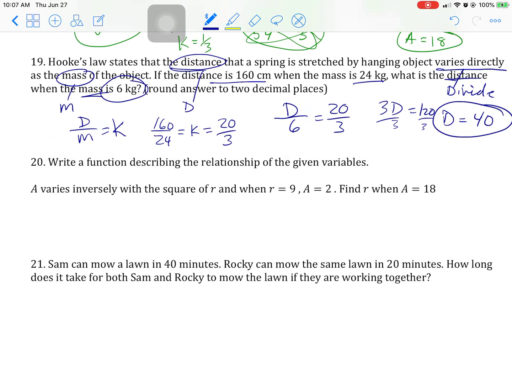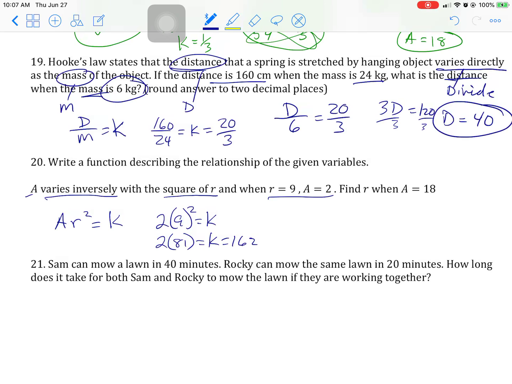This one's out of context. It just gives you an A and then tells you it varies inversely. That means we're multiplying. So A times the square of R equals K. Okay, got to set that up first. And then it gives you the information that R is 9 and A is 2. So 2 times 9 squared is how I write that. Order of operations says do the 81 first, multiplied by 2, and K is 162.